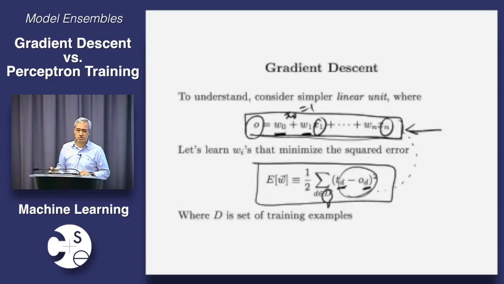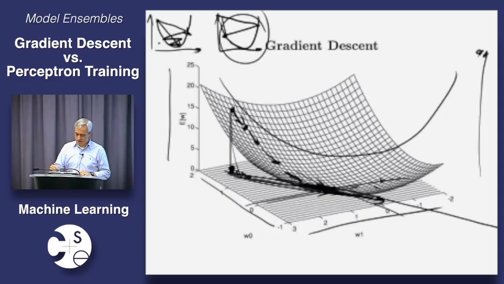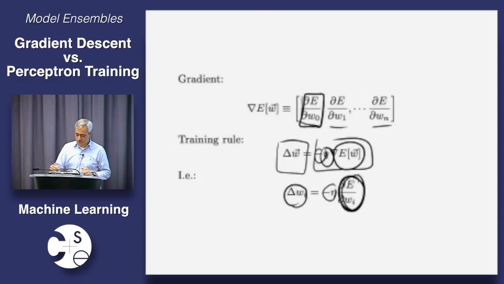Questions? Okay, so that's perceptron training rule versus gradient descent.